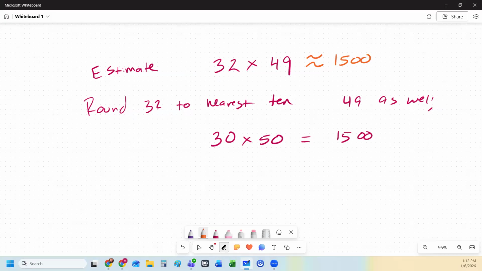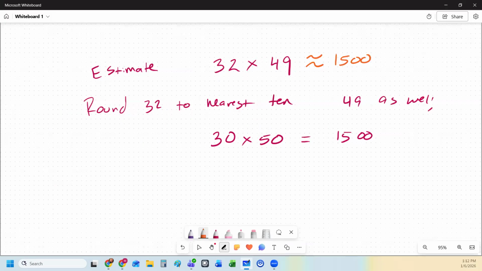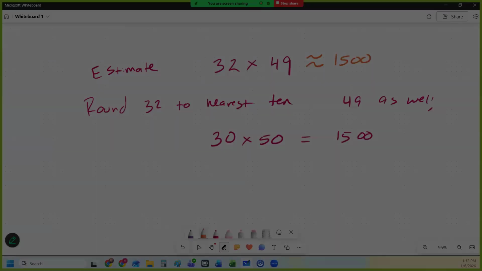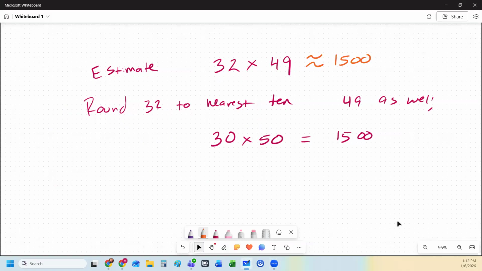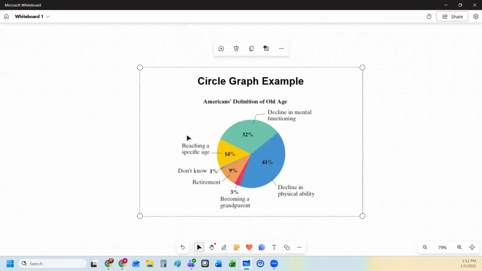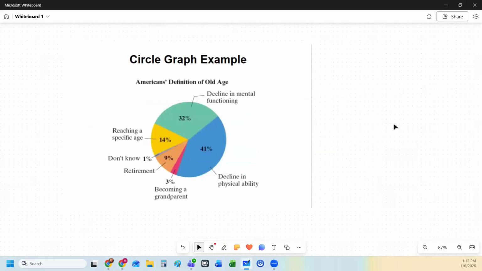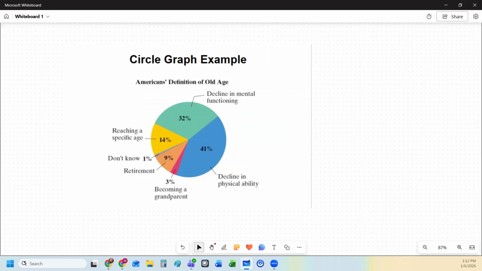In this module as well is some graphs. So we introduce some graphs. We have the circle graph example here, Americans' definition of old age, right? And let me grab this bit here.